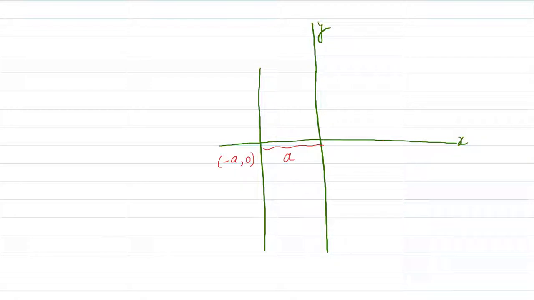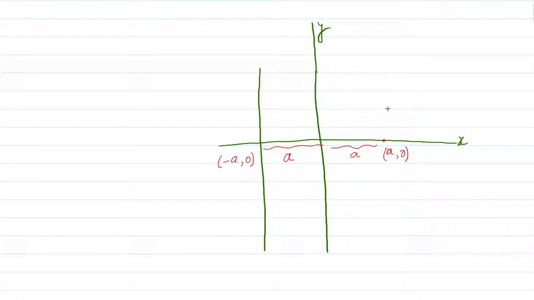Now let's say the focus is here, so this distance is also a. Because this is the origin, 0 comma 0, the focus will be the point a comma 0. So this is our focus.